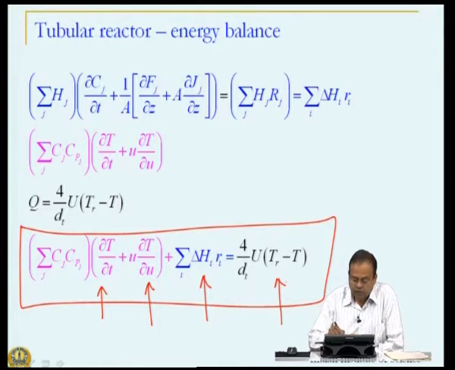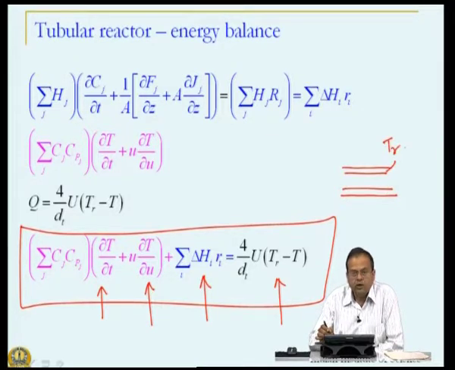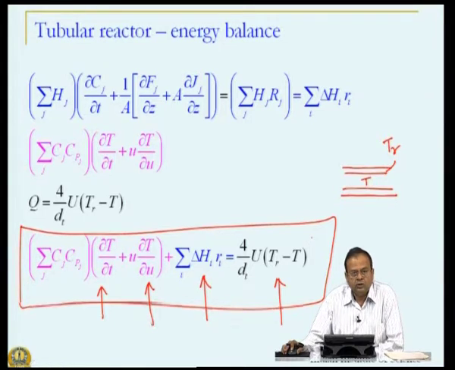For example, assume we have a tubular reactor surrounded by a shell through which a cold or hot fluid at reference temperature Tr is flowing. Depending upon whether Tr is greater than T, the temperature inside the reactor, we either add energy to the system or remove energy from the system. Now, this is as far as the tubular reactor is concerned.